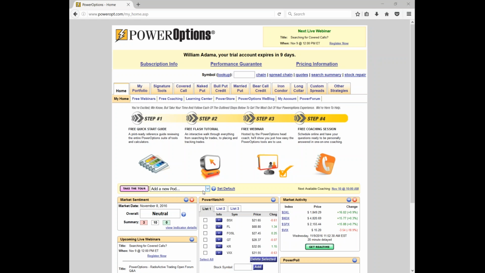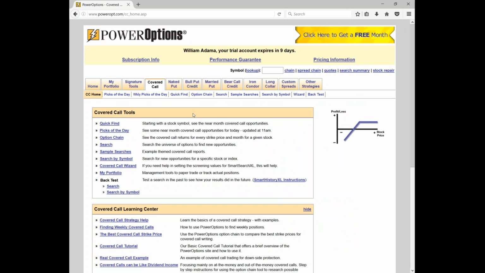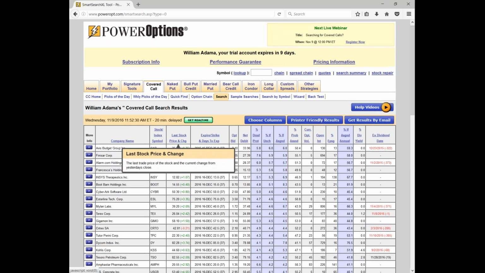Now, to get started, when we log on to PowerOptions, we of course need to go to the Covered Call tab, where we can select the various tools. The Quick Find tool and the option chain are very useful if you're looking for covered calls one stock at a time. We might review that later. What we're going to focus on today is the search. So we go into the covered call. We can click on search in the submenu or in the available tools section.